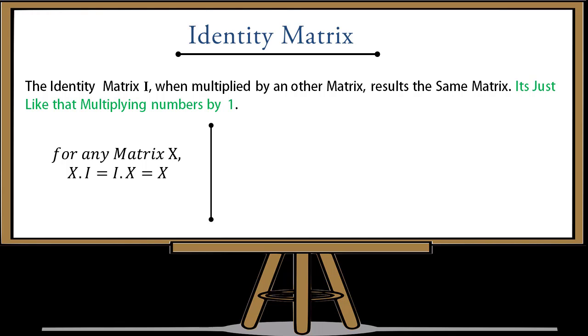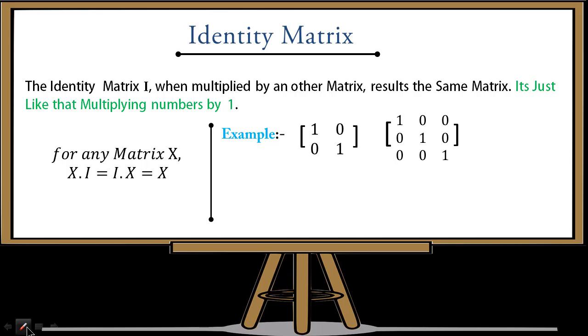Now let's see some examples of this. You might be thinking, how can we identify the identity matrix, what does it look like? So here is an example: the 2 by 2 matrix, the 3 by 3 matrix. You find a pattern here: the diagonals are 1 and elsewhere we have 0. The diagonals are 1 and elsewhere there are 0.